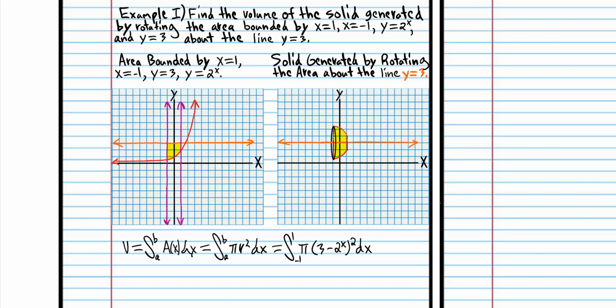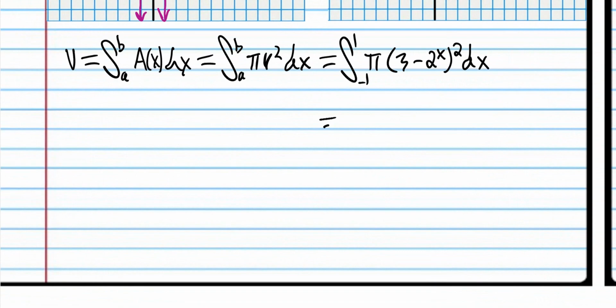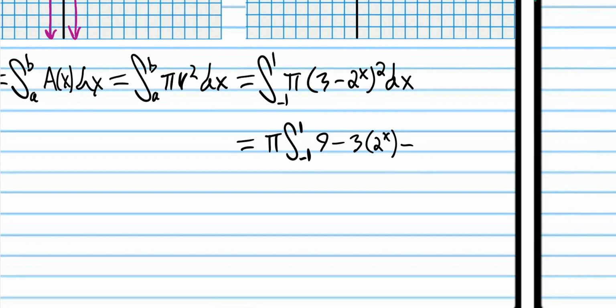You can look that over, and let's go ahead and calculate. So I'm going to take pi out of the integral. Remember, we have that rule that tells us we can do that. And then I'm going to expand this expression using FOIL. So 3 times 3 is 9. 3 times negative 2 to the x is negative 3 times 2 to the x. And then we have another one of those terms. And then negative 2 to the x times negative 2 to the x.